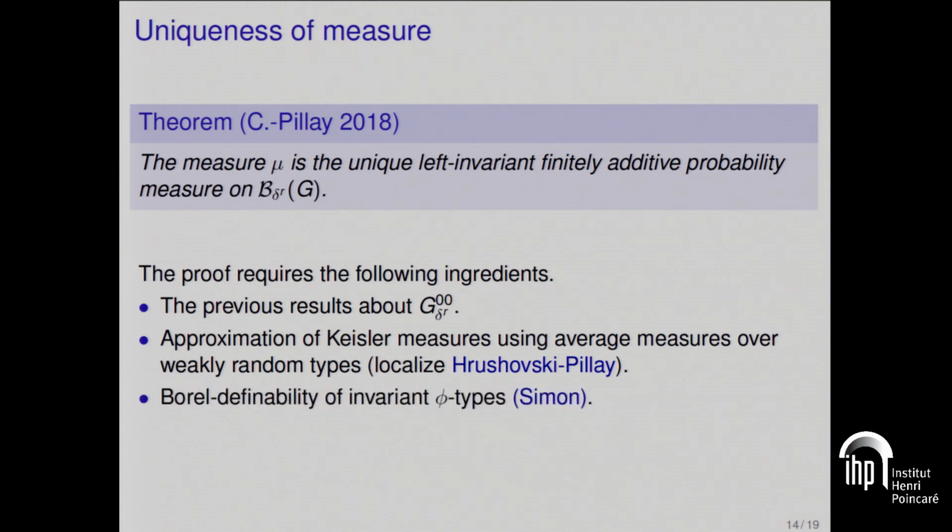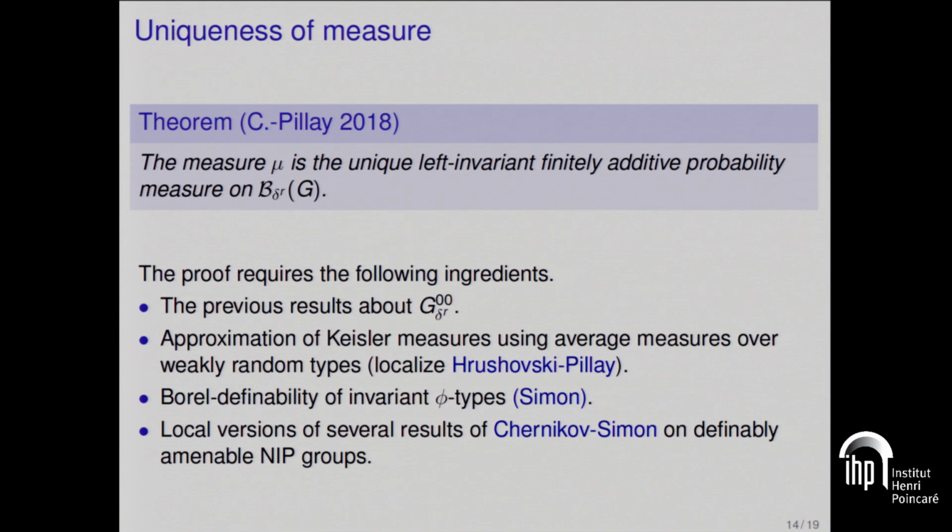So we use something called Borel definability of invariant phi types, local types, which is due to Pierre-Simon. And then we also go through and localize, very explicitly, several results from a recent paper by Artem Chernikov and Pierre-Simon on definably amenable NIP groups. So they work with a definably amenable group in an NIP theory, and if you go through, you can see a lot of the steps localized in this particular setting to get what you want for this unique measure. Okay, so that's good. We have our unique measure.